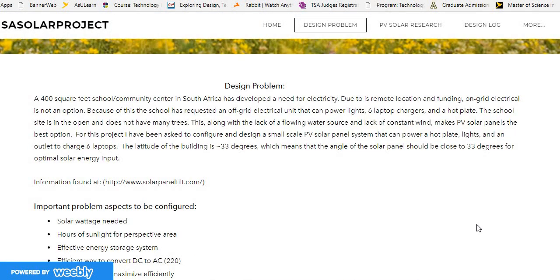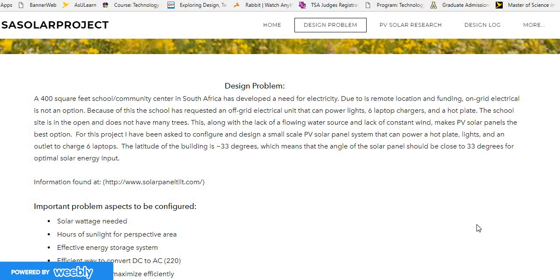So the design problem for this project was a 400 square foot school/community center in South Africa has developed a need for electricity. Due to its remote location and funding, on-grid electrical is not an option. Because of this, the school has requested an off-grid electrical unit that can power lights, 6 laptop chargers, and a hot plate. The school site is open and does not have a lot of trees.